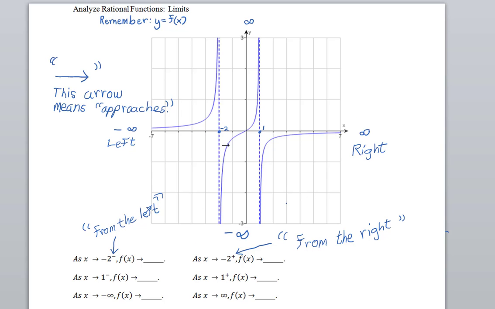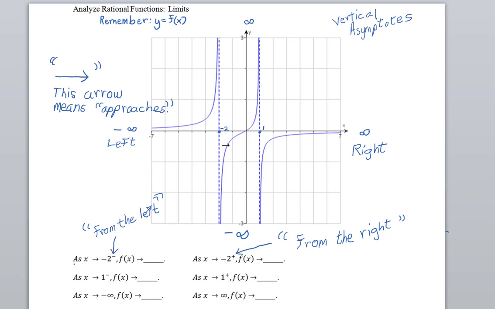So let's look at this graph for a minute. This is a pretty typical graph of a rational function. Notice these vertical dashed bars. These are called asymptotes. An asymptote is one of them, but there are two. And they're vertical, so they're vertical asymptotes. So you have a vertical asymptote at x equals -2, and you have a vertical asymptote at x equals +1.